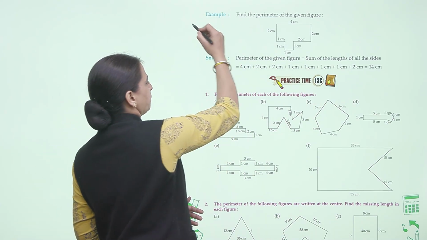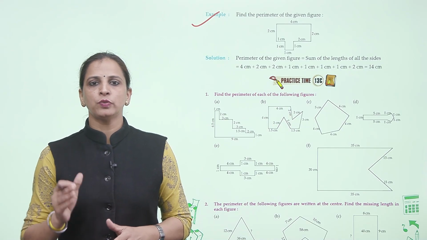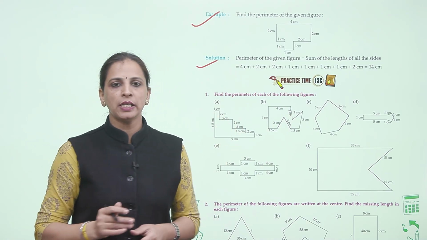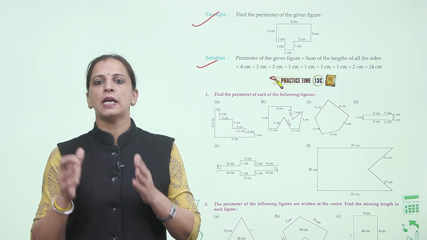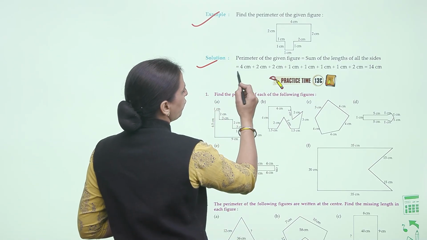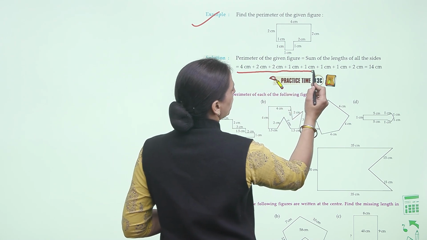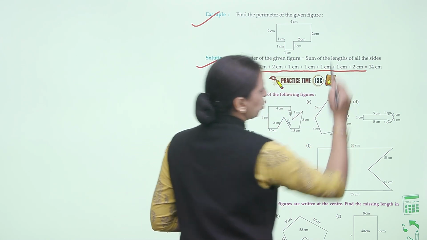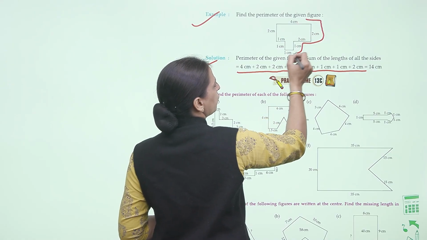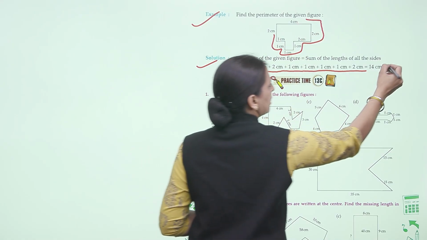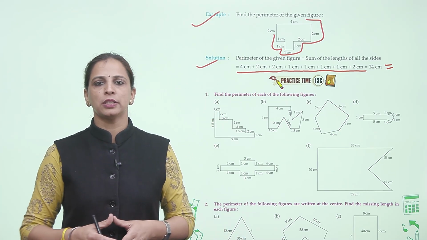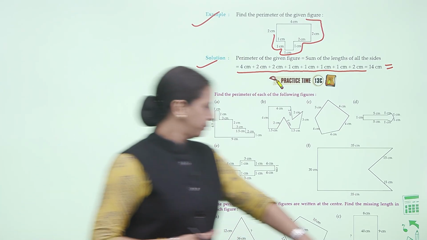Example करते हैं. Find the perimeter of the given figure. Irregular figure है, solution करते हैं. Perimeter of the given figure is equal to the sum of the lengths of all the sides. सारी sides का सम कर देंगे. 4 centimeter plus 2 centimeter plus 2 centimeter plus 1 plus 1 plus 1 plus 2. That is equal to, यहाँ से start करते हुए 4, 2, 1, 1, 1, 1 and 2. That is equal to 14 centimeter. तो बच्चों सेम मेथड को यूज करते हुए एक्सरसाइज आप खुद ट्राई करेंगे.